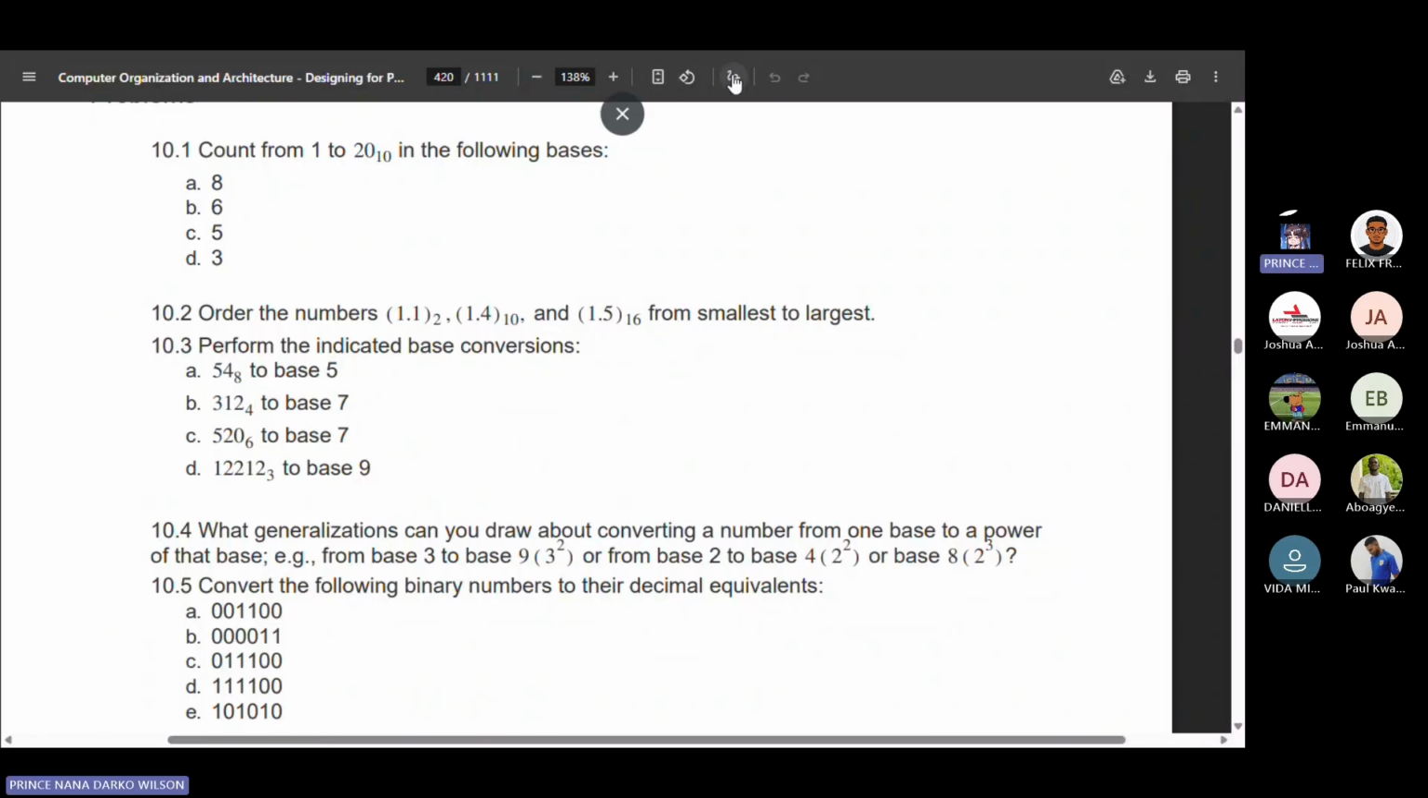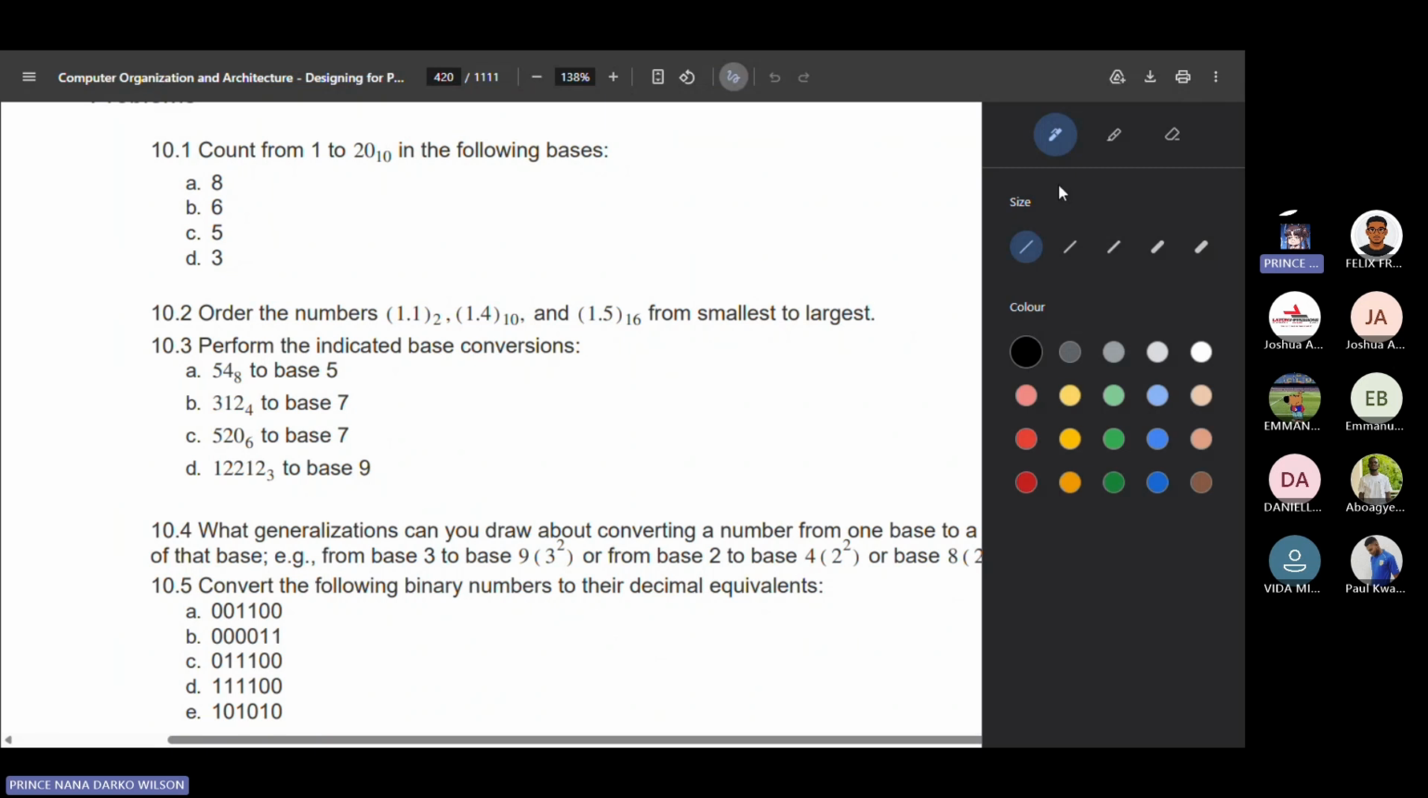The first question on this sheet says that we are to count from 1 to 20 base 10. It means we are in the decimal number system and we are supposed to count from 1 to 20 in the octal number system, in base 6, in base 5, and in base 3. We are most familiar with every other base, but mostly we don't talk about 6, 5, 8, 3. We talk about the typical bases that happen to be powers of 2, and then the decimal number system, of course, because that one is familiar and we normally use it.